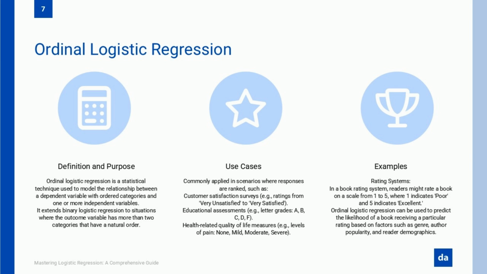So now we've covered the three big types of logistic regression: binary, multinomial, and ordinal. But the big question remains, how do we actually build a logistic regression model from start to finish? What are the key steps? And how do we make sure we don't mess it up? That's exactly what we're about to break down next.